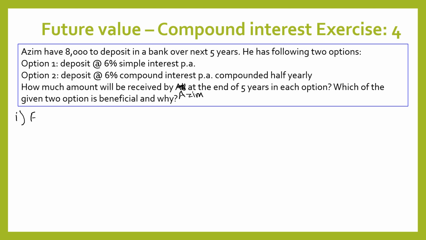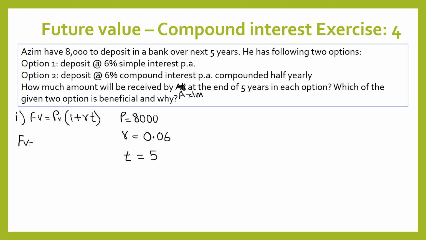Future value is equal to present value into bracket 1 plus RT. Now we will substitute the values. Our present value, the amount of investment, is 8,000. What is our R? Rate of interest 6%, which means 0.06. Then what is the time period? It is 5 years. Now just substitute it here.